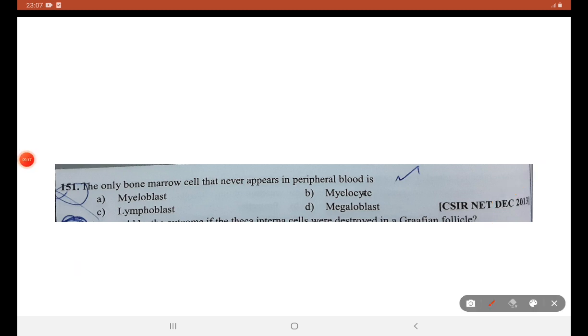So, the only bone marrow cell that never appears in the peripheral blood is the megaloblast. D is the correct answer.